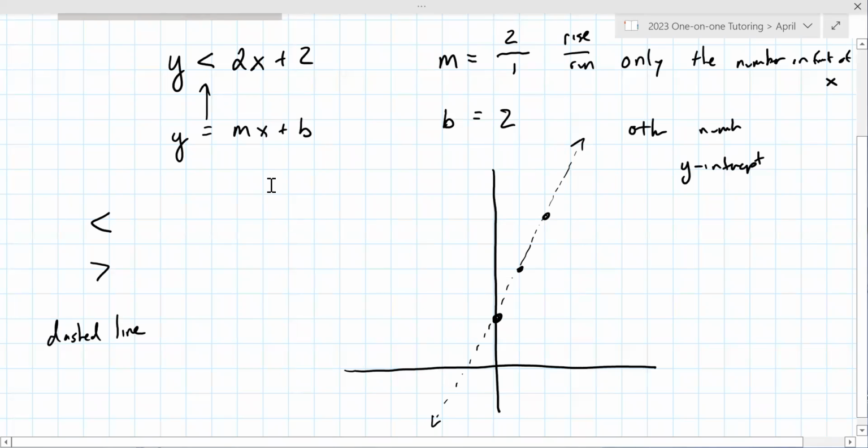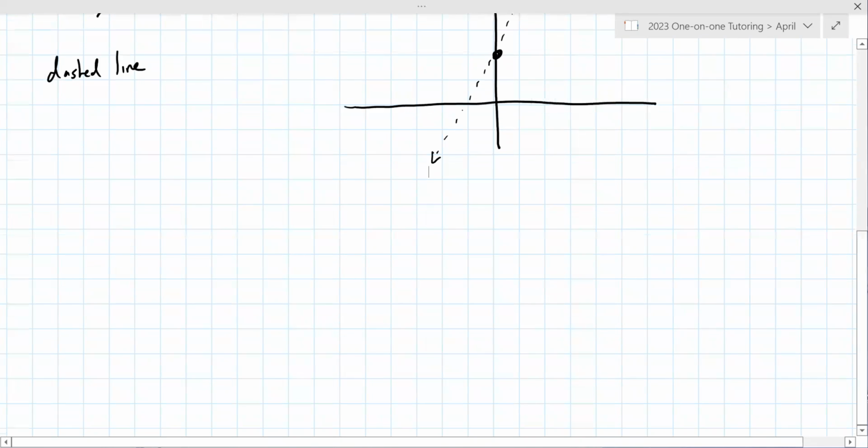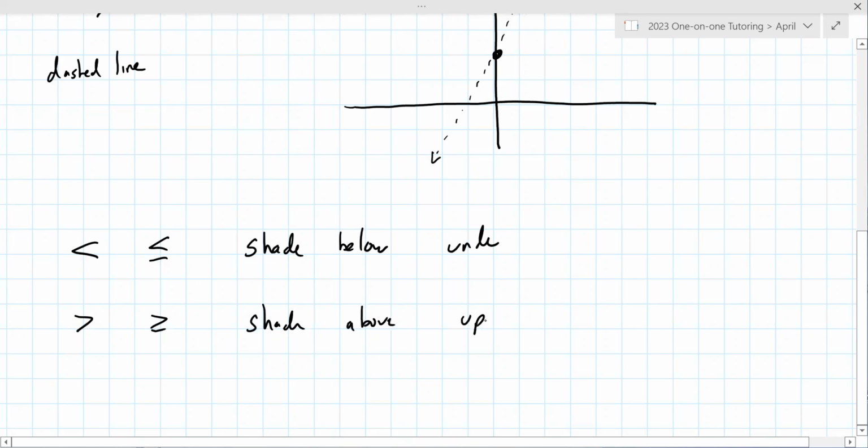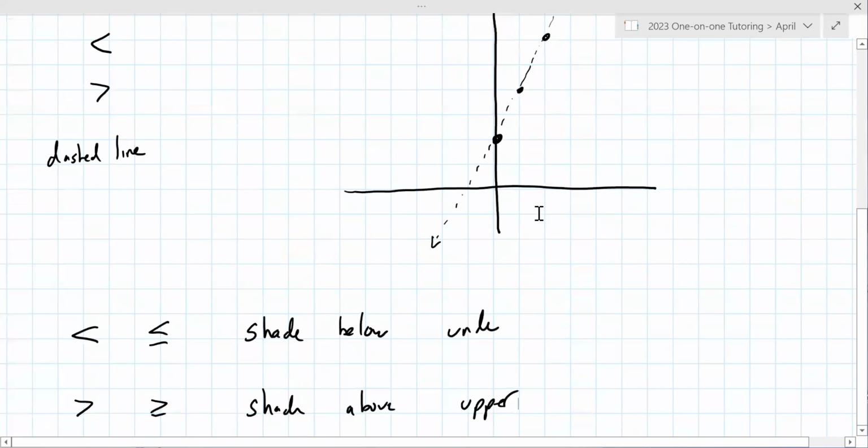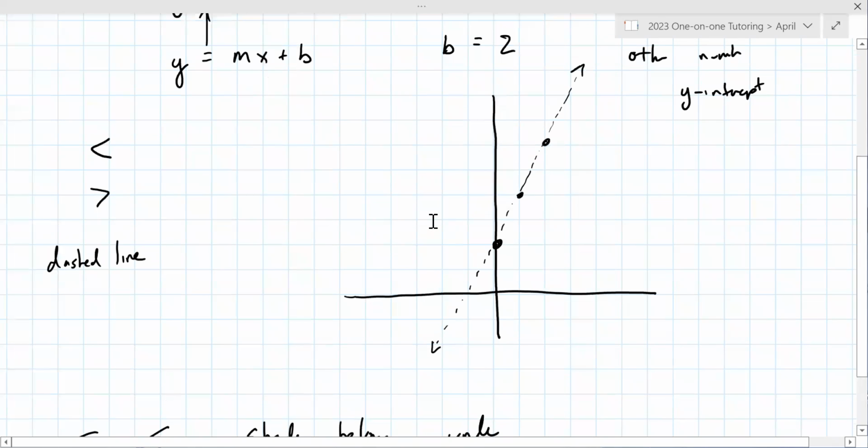All right, now the next part is we have to shade one side or the other. This line has a bottom and a top, okay? There are some rules here. If it's less than or equal to, you shade below or under. Greater than or equal to, you shade above, or if you prefer, upper. So this one is y less than. Are you going to shade in region 1 or region 2? Region 1. Yes.